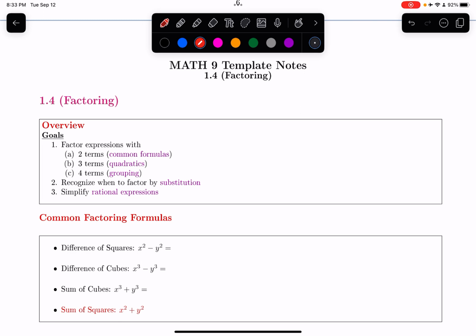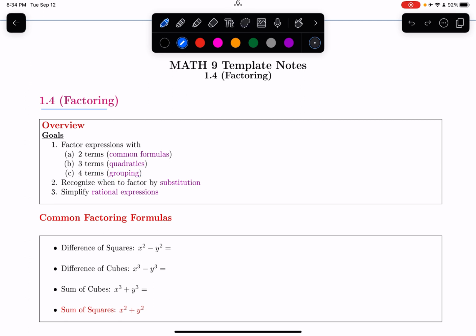In this video, we're gonna start section 1.4 on factoring. Our goals for this section are to review how we factor expressions with two terms. Those will involve using some common formulas. Three terms, often those are gonna be things like quadratics, and factoring things with four or more terms. And to do that, we'll use grouping.